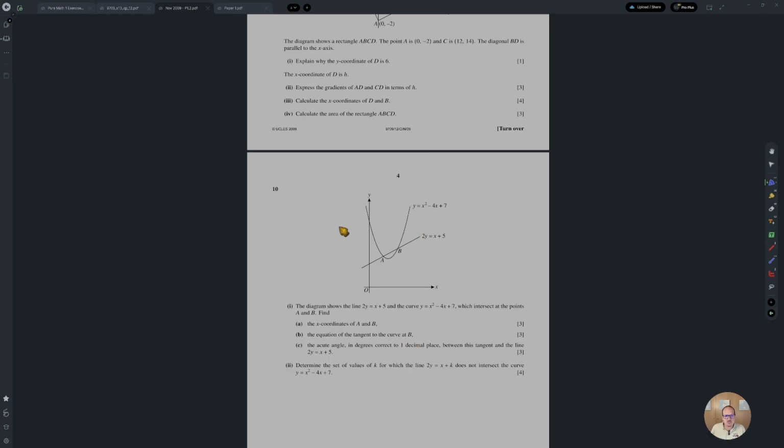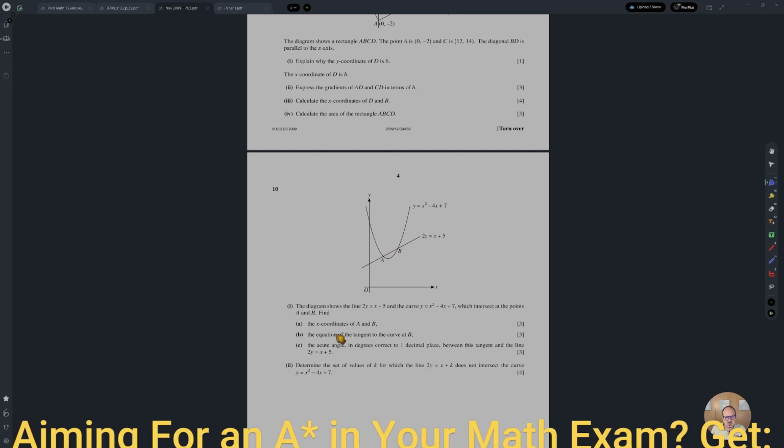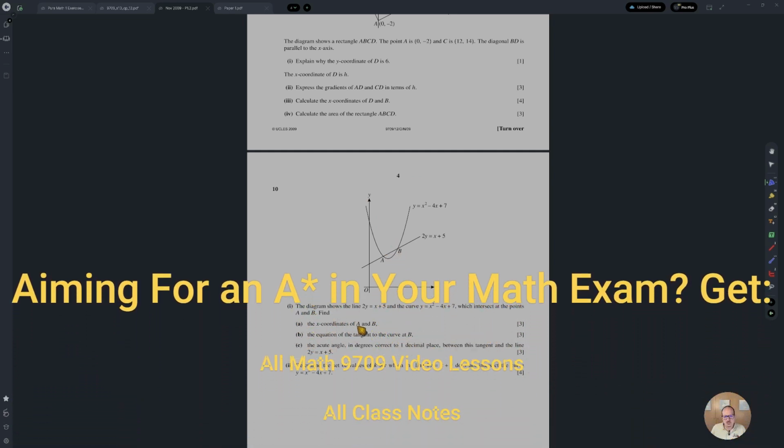All these questions are the same, so don't worry that I'm solving questions that are from a long time ago, because these might be questions in your next exam, all right? So you have this diagram representing a quadratic and a straight line. So you have the line 2y equals x plus 5, the straight line, and the curve x squared minus 4x plus 7, the quadratic, which intersect at points A and B. Find the x coordinates of A and B.